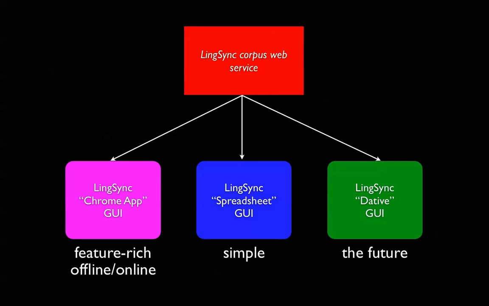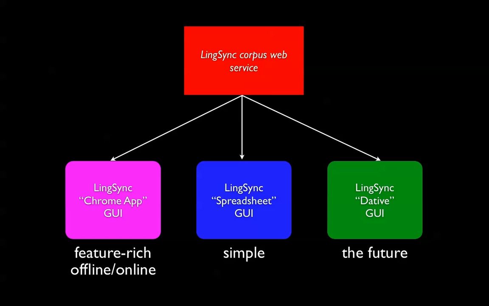The GUI that we are going to learn is called LingSync Spreadsheet. It's easy to use. The LingSync Chrome app was developed first. It has more features. It has better import-export. You can work offline and then sync your data when you connect to the internet, and it allows users more flexibility in defining their data structures. However, it is more complex and arguably more difficult to learn.